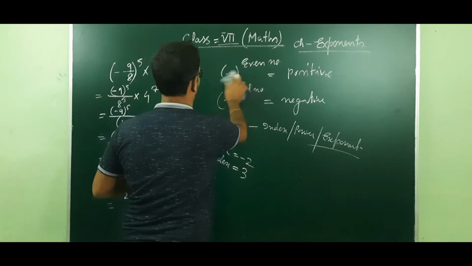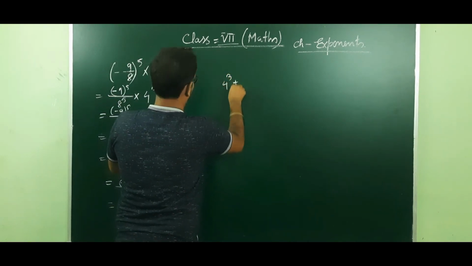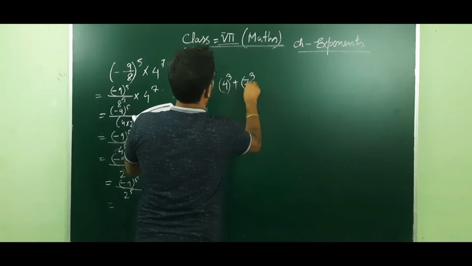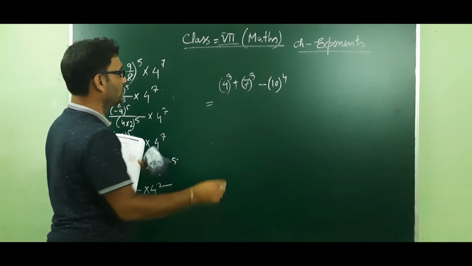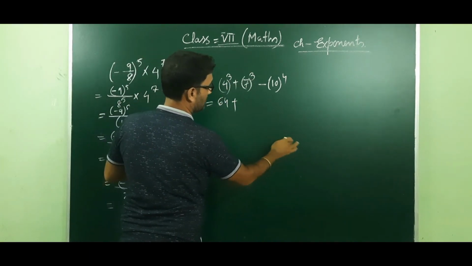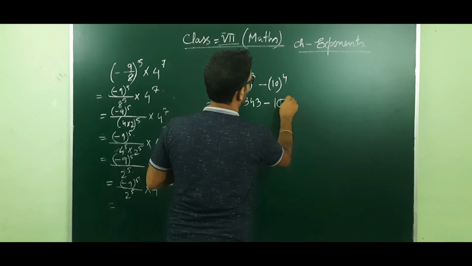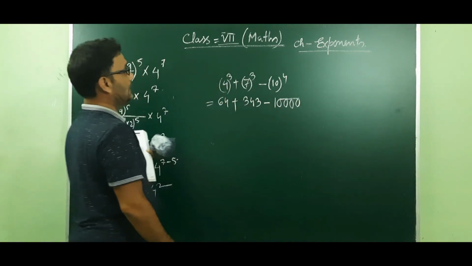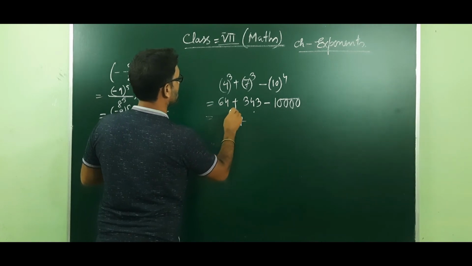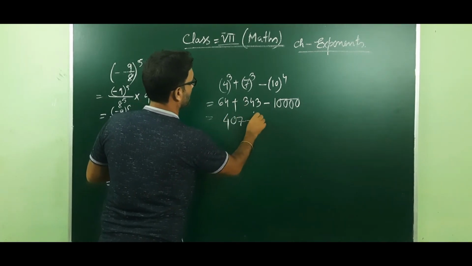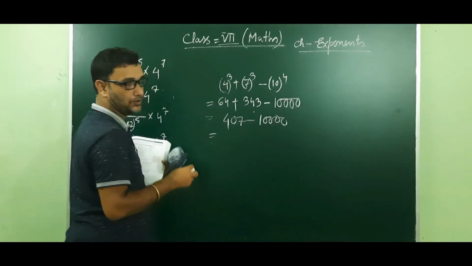For example, suppose one question is given here, I will show you how to solve. Simplify: it is given 4 cube plus 7 cube minus 10 to the power 4. So 4 cube means how much? 4 4s are 16, 4 16s are 64. 7 cube means how much? 7 7s are 49, 7 49s are 343. Minus 10 four times, means 1 0 0 0 0. Then you add these, and then you subtract this one, and you will get your answer.